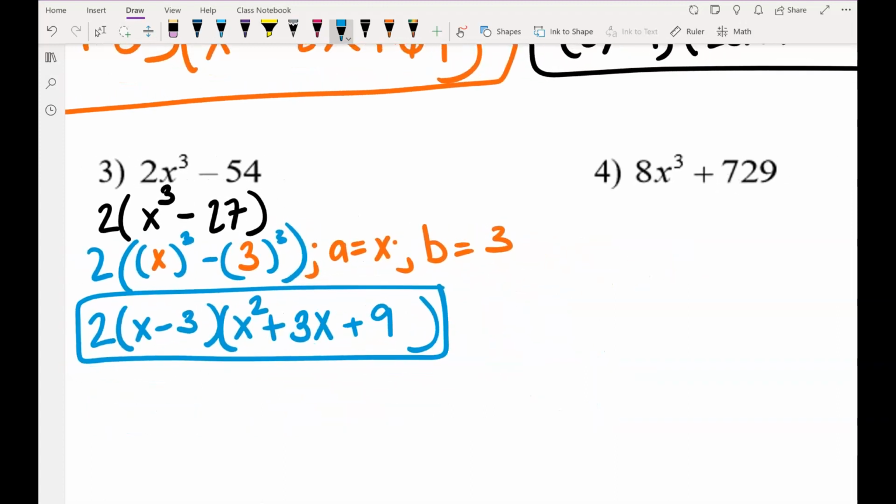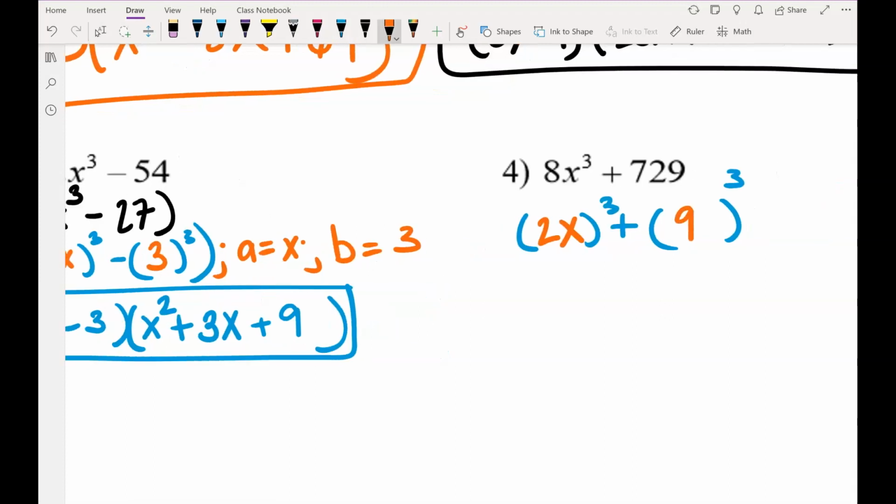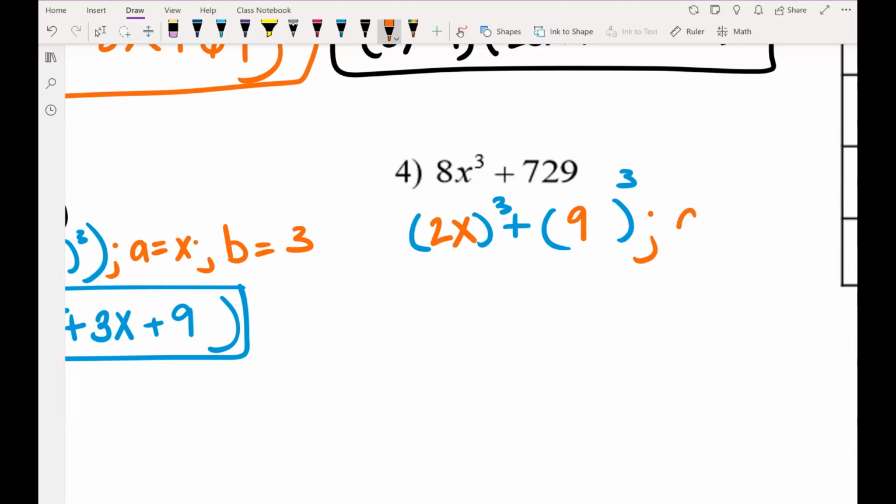Look at number 4. Any GCF at all? No? Okay. There's a plus sign, so I know it's not factorable if it's squares, right? But is it cubes? Yeah. Something cubed plus something cubed, y'all. Fill it in. What's my first something? 2x. What is our second something? 9. So that means A equals what? 2x. Mean B equals what? 9.